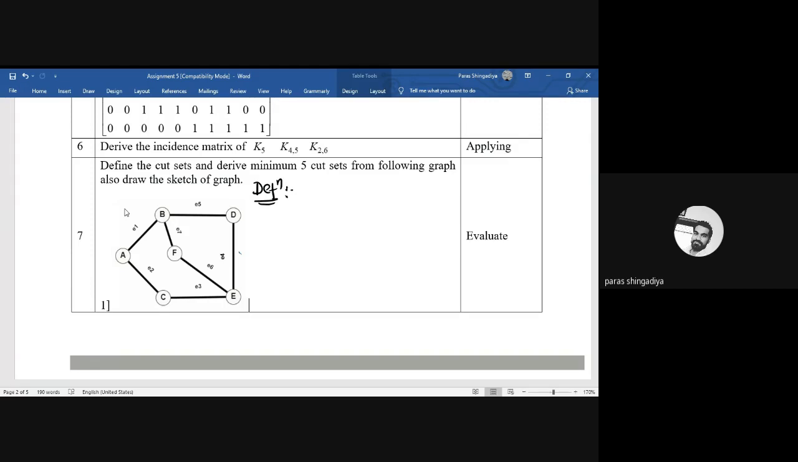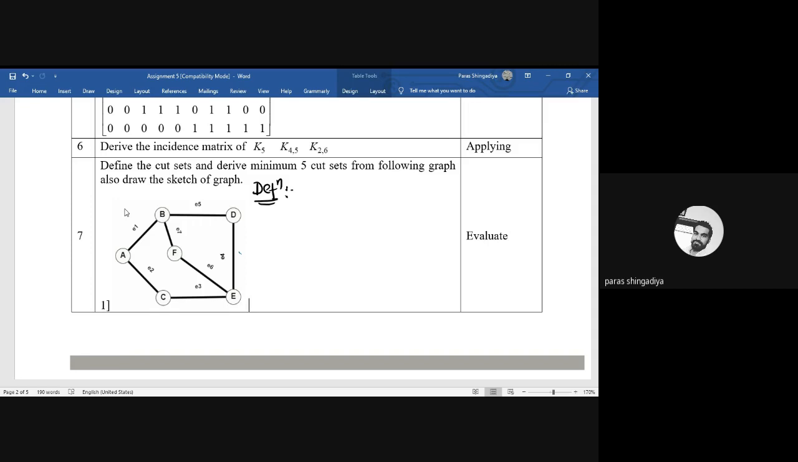It is some set of edges. When we remove this set of edges from the graph, it makes the graph disconnected, and it has no proper subset which again makes the graph disconnected. Okay, so that is the definition. You have to just revise the topic again. If you have any doubt in that, you can also ask me.